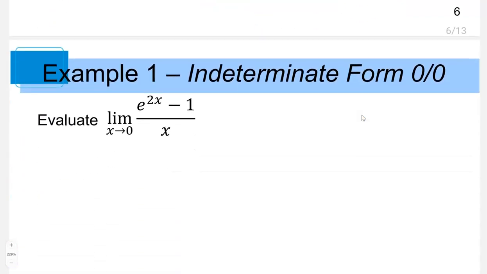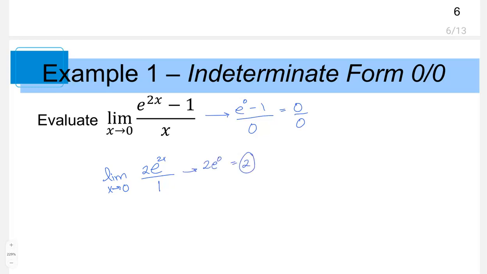So let's look at a few examples. This first one, limit as x goes to 0 of e to the 2x minus 1 over x. We did this one just a minute ago, but just to recap this, if we were to plug in the 0, we're going to end up with 0 over 0. So we're going to apply L'Hopital's. E to the u is e to the u times du. The derivative of 1 is 0. The derivative of x is 1. And now if I plug in 0, I'm going to get 2 for that limit.